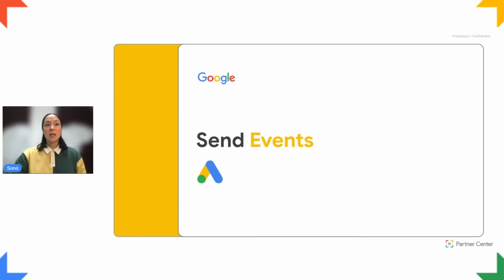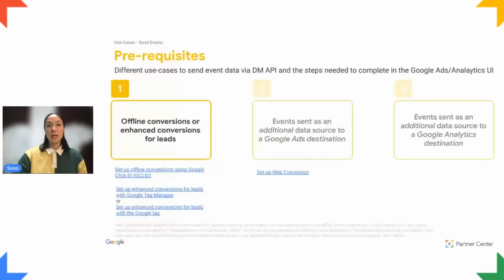Great. Jumping to the next use case, which is sending events. Yannick already mentioned that before. So first, I want to quickly recall the different use cases for sending events, meaning that we are able to send or ingest data for the use case of offline conversion tracking, meaning standard offline conversion tracking by using the GCLID only, or enhanced conversion for leads as a recommended way.